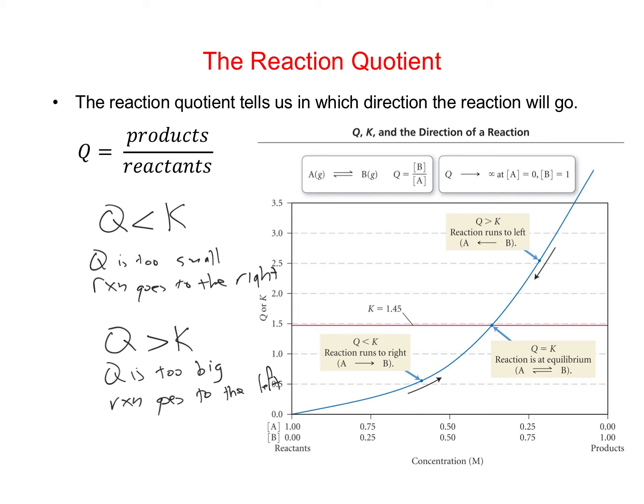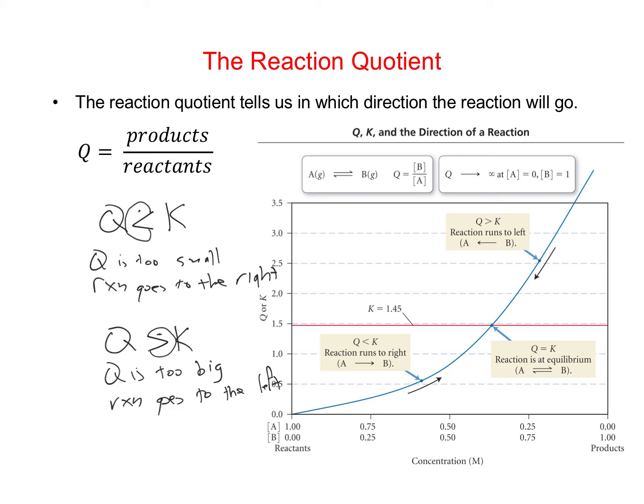Another way to help remember these, and this only works when you do the less than, greater than comparison, if you write Q on the left and K on the right, is to think about the cartoon Pac-Man. When Q is too small, waka waka waka, Pac-Man's going to the right. The reaction goes to the right. If Q is bigger than K, waka waka waka, Pac-Man's going to the left. The reaction goes to the left. But that trick only works if you write Q on the left and K on the right.